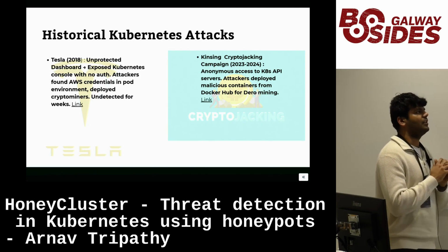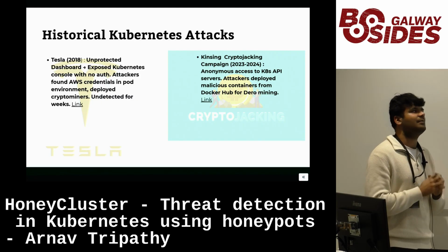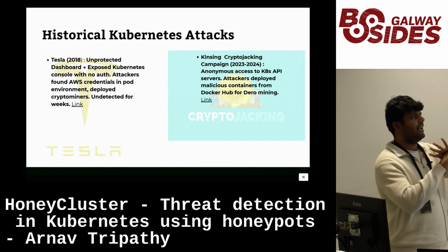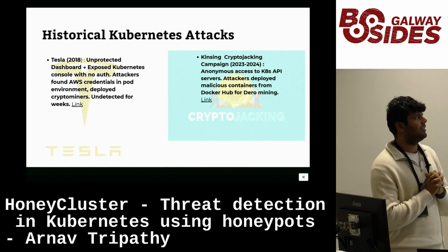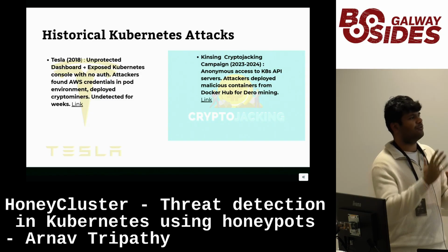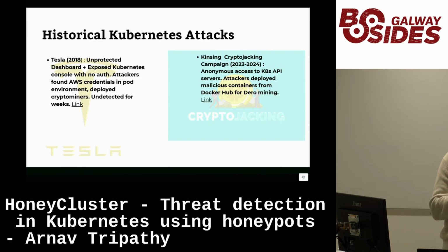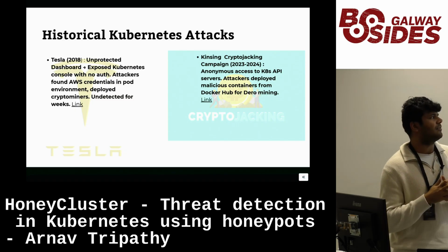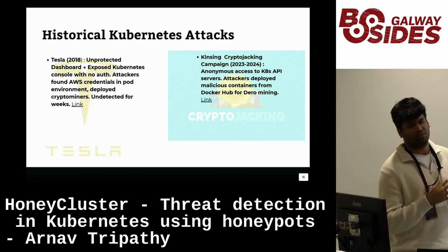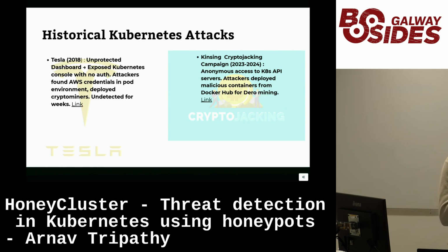And that dashboard used to be enabled by default. Now it's not enabled. With the dashboard, you would have access to all of the cluster components, and if an attacker got their hands on it, they could read secrets, and that's exactly what happened. They found some AWS credentials, and then they took them and tried to deploy crypto miners, and they got to know it in the form of a cloud bill.